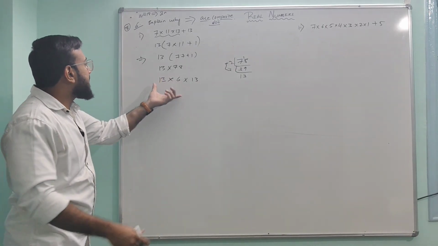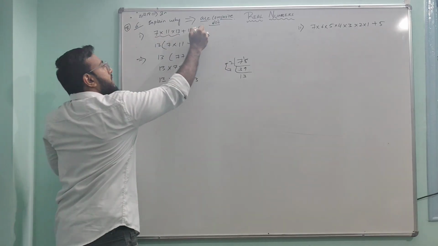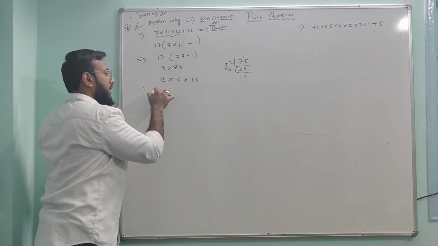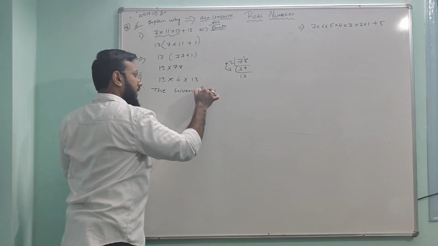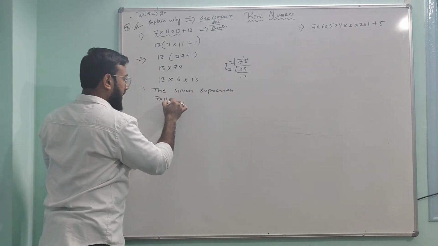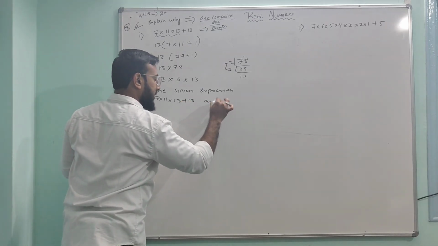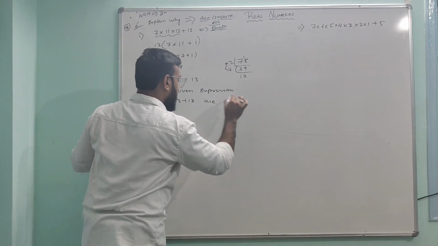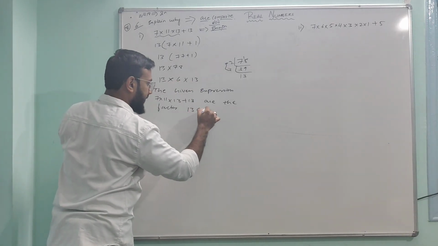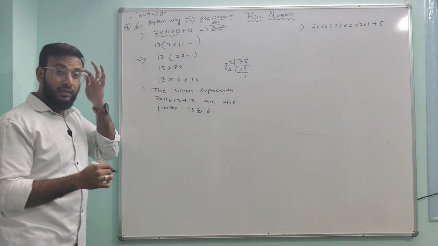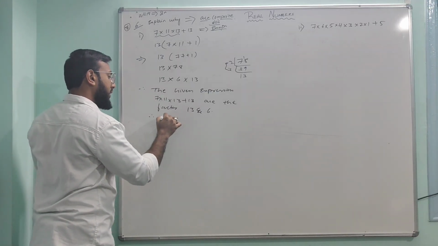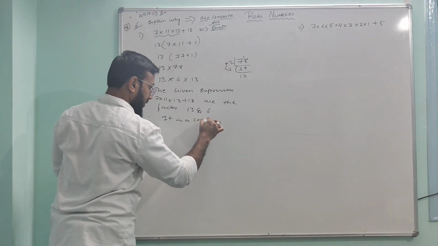See, this given expression, 7 into 11 into 13 plus 13, what can I declare? It has the factors 13 and 6. Also, you can write 13, 2 and 3. Anything is fine. Therefore, it is a composite number.